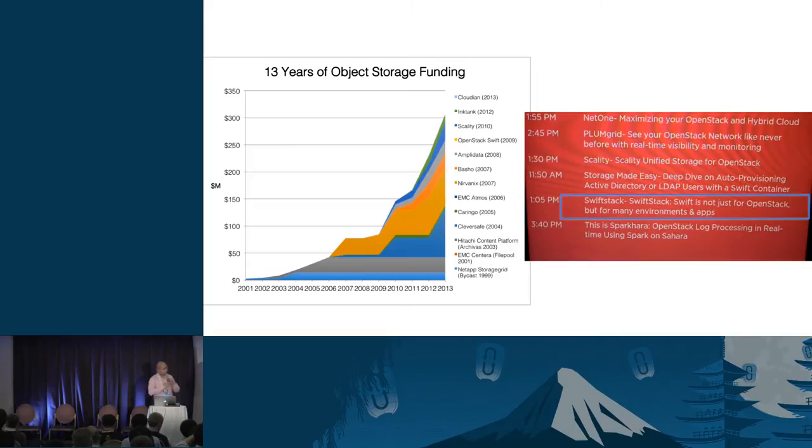What really drives this money? Why do they spend this money on object storage? To provide storage for Glance? Obviously not. Glance is not worth this money. Object storage speaks the language of the internet. We have talked before about HTTP, the language of the internet.